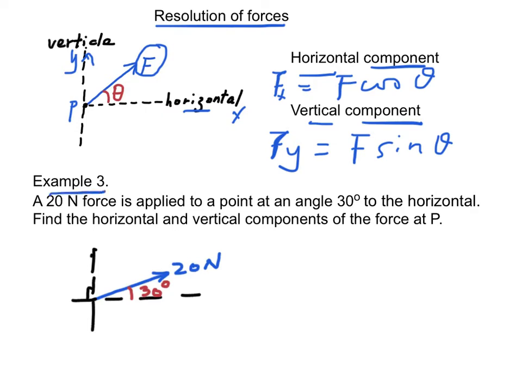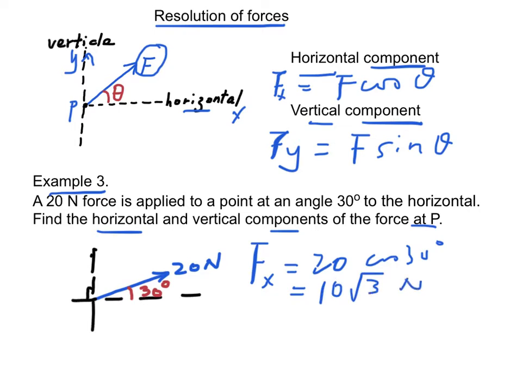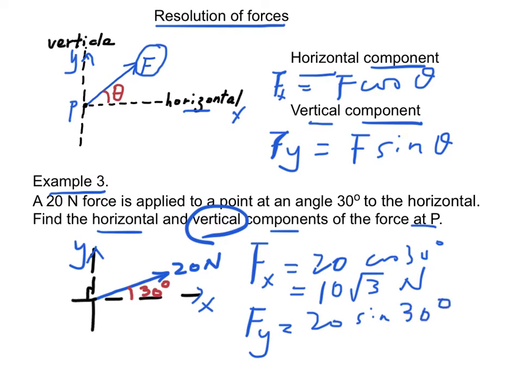Example 3. The horizontal component of the force at P is Fx equals 20 cosine 30 degrees, which is equal to 10 root 3 Newton, and the vertical component of the force Fy is equal to 20 sine 30 degrees, which is equal to 10 Newton.